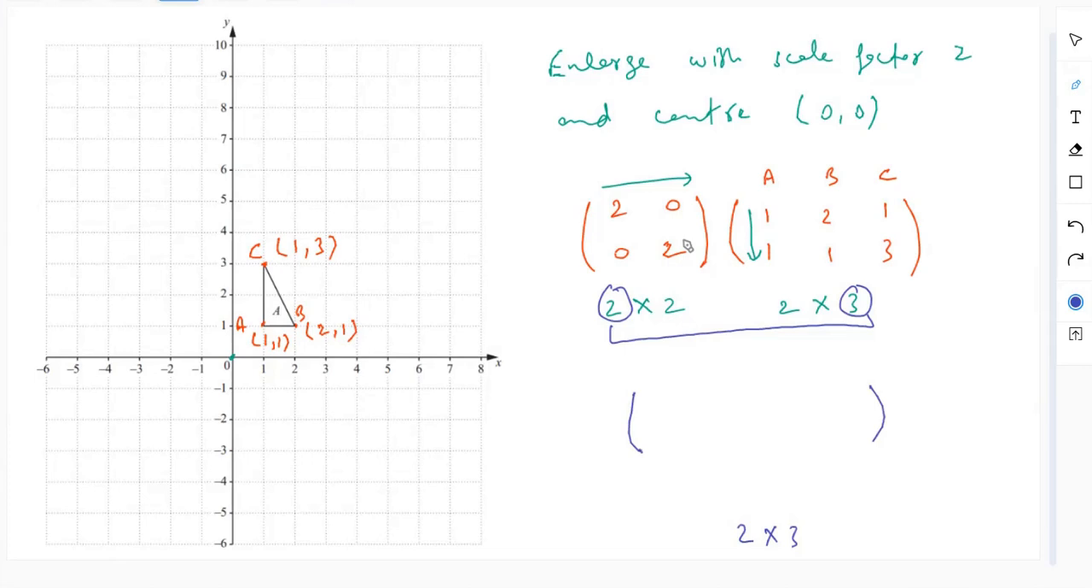So 2 0 and 0 1. What do you get from that? 2 into 1 plus 0. So that's 2 plus 0. Remember, multiply tails with tails, heads with heads. So 2 into 1 plus 0 into 1, that's 2 plus 0. Okay, next 2 0 and 2 1, so 2 into 2, that is 4, plus 0 into 1, that's 0. Okay, next 2 into this 1, which is 2, plus 0 into this 3, that's just 0. 2 plus 0.